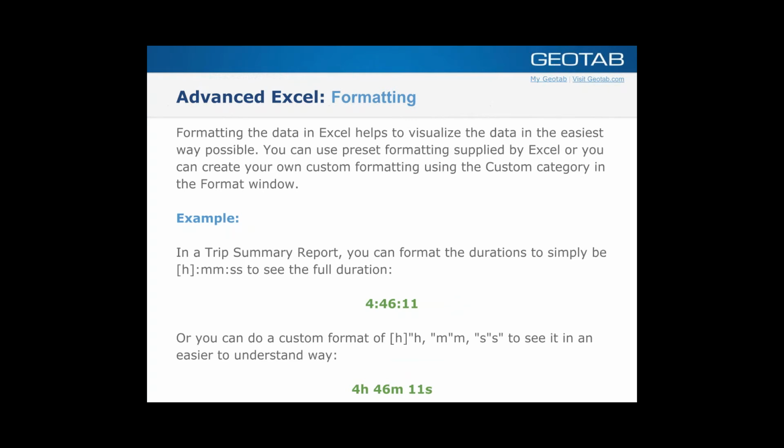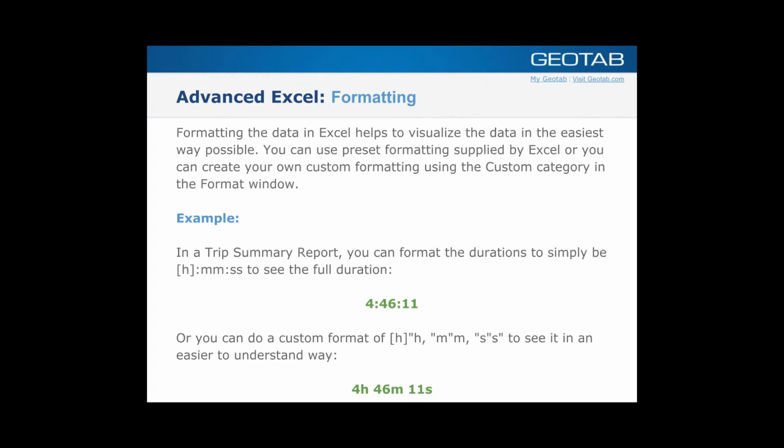Let's say you're in a trip summary report, and you've got your durations as hours, minutes, seconds. So you can see we've got hours, minutes, seconds right there, and it would show me in the green, the first green example, 4:46:11. Now, you could also do hours, minutes, and it would just be 4:46, but sometimes that can confuse people. They're not sure, is that hours, minutes that I'm looking at, or is it minutes and seconds that I'm looking at? So there are ways that you can make it a little bit easier to understand.